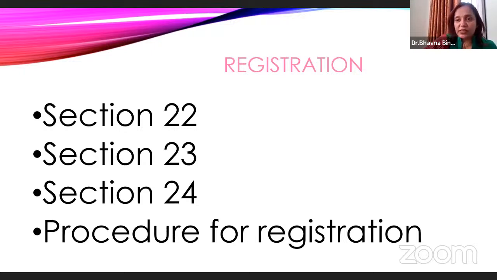There are 3 important sections for registration: Section 22, Section 23, and Section 24. Section 22 makes you understand about the person who is required to do the registration based on his turnover. When you are required to do the registration based upon your turnover, then you are under Section 22. Section 23 speaks about registration for whom it is not compulsory, and Section 24 speaks about registration for whom it is compulsory.